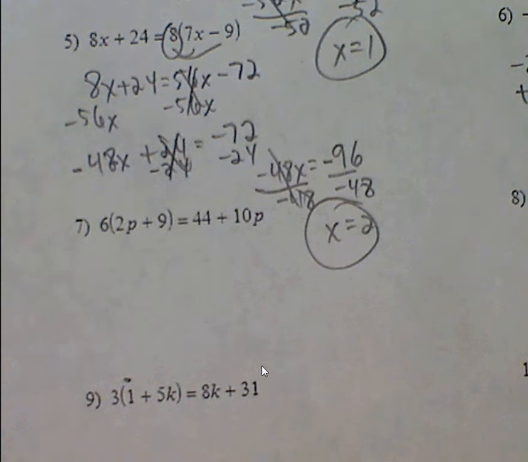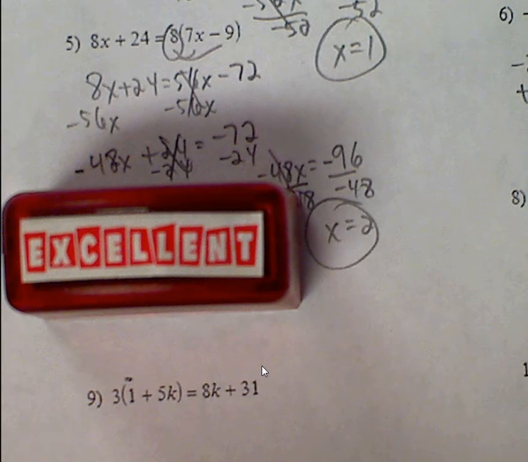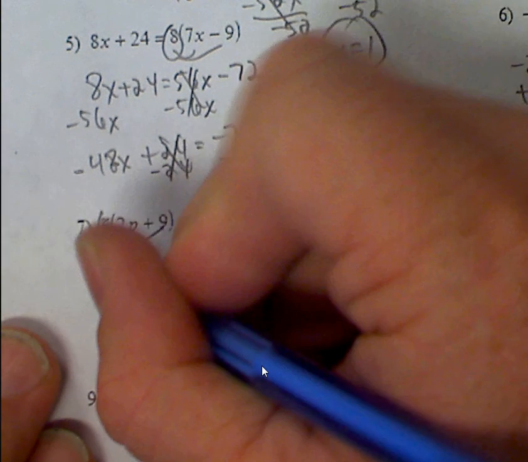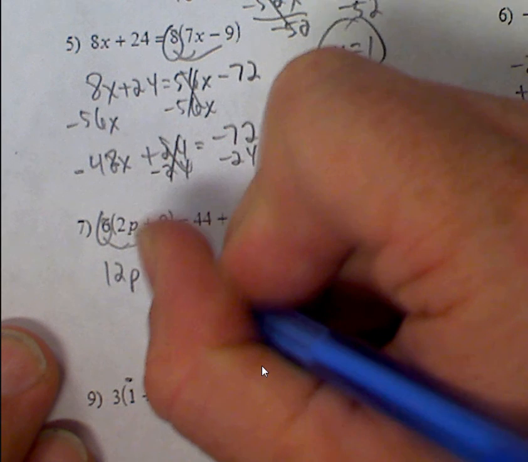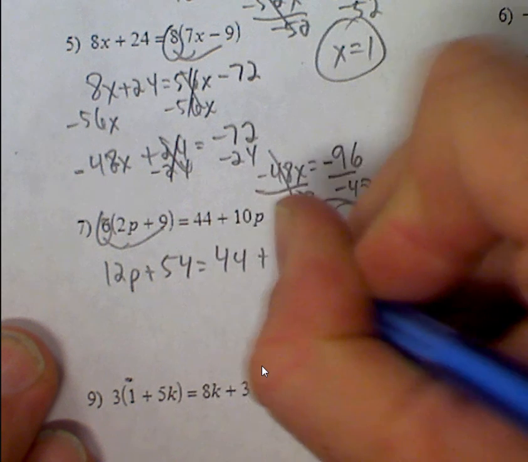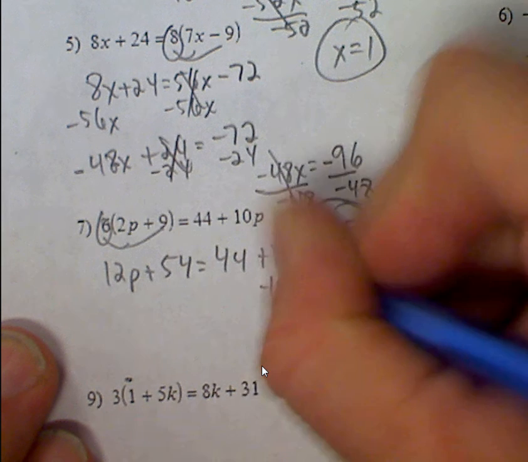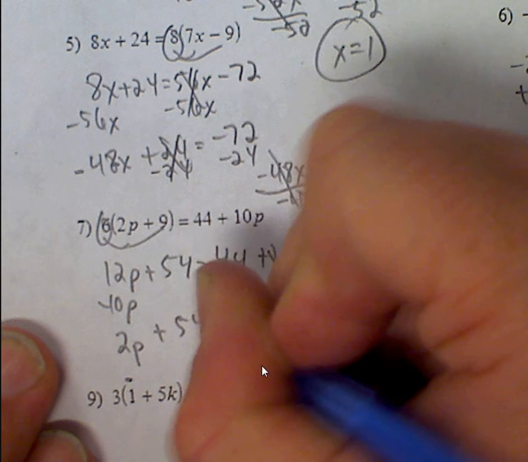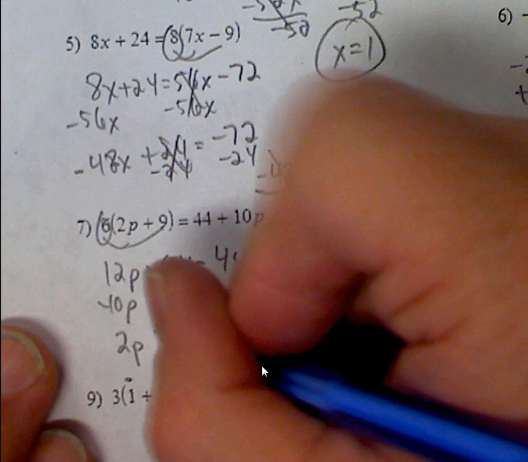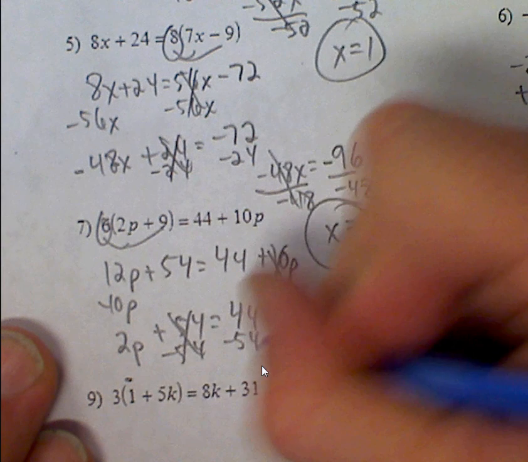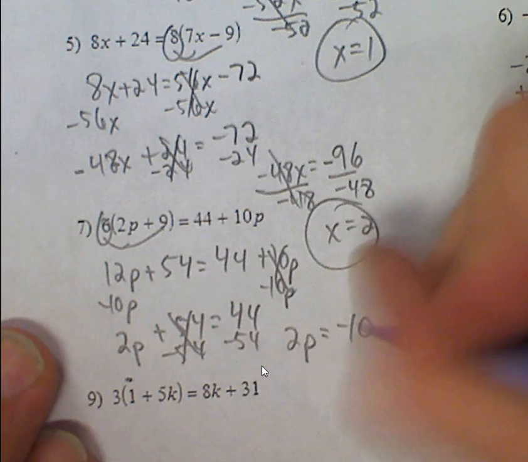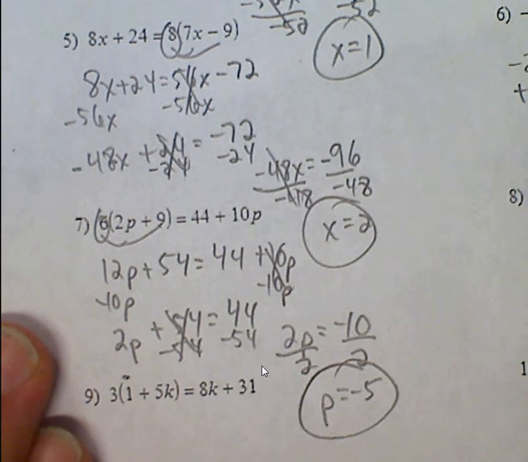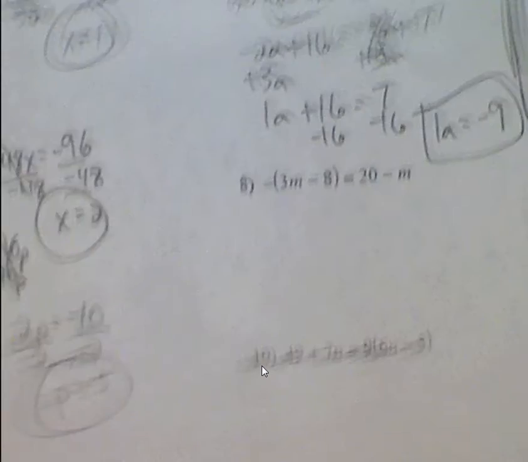Go ahead with number 7. Pause the video and try to get as far as you can. Distribute the 6, that's 12p plus 54, 44 plus 10p. I'm going to bring the 10p over. 2p plus 54 equals 44. Get rid of the 54. I have 2p equals negative 10. Divide by 2, p equals negative 5. One negative sign leaves it negative.